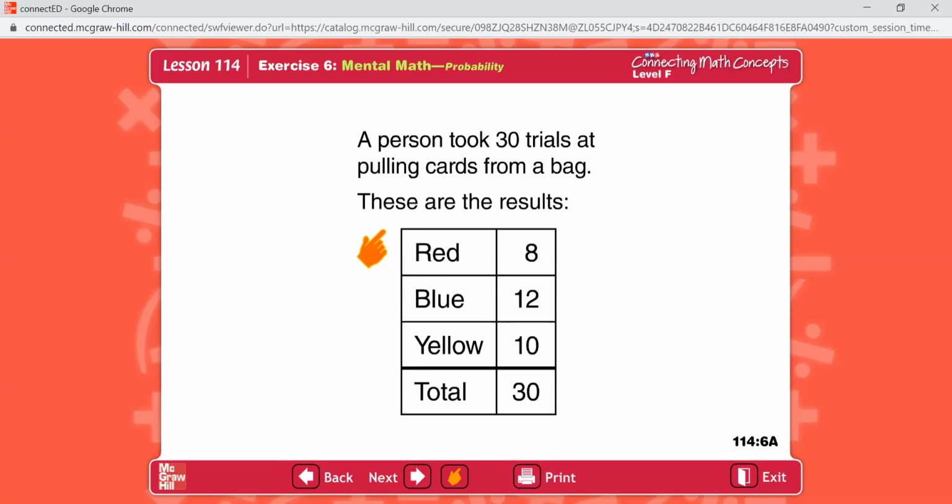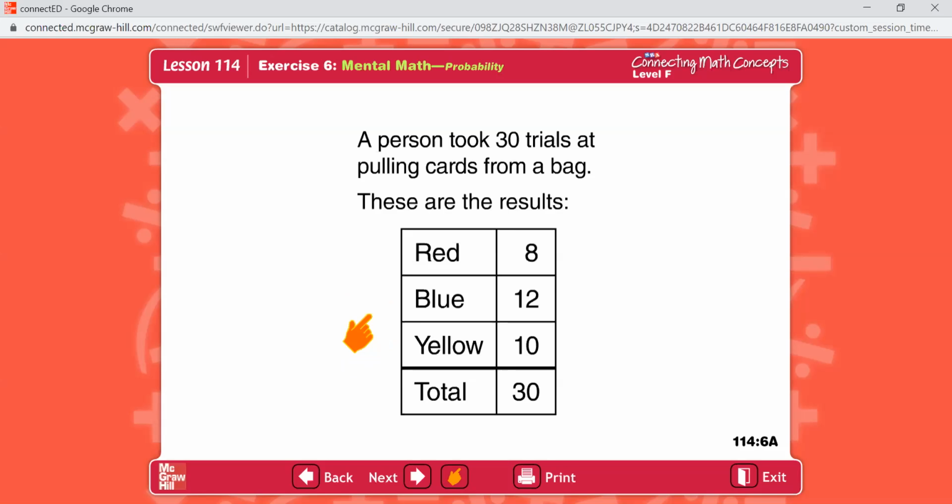How many blue cards would you expect the person to pull out if they took twice as many trials? 12 plus 12, or 12 times 2, you'd expect them to take out 24 blue cards. How many yellow cards would you expect the person to pull out? Right now we're at 10, so twice as many is 10 plus 10, or 10 times 2, 20. You'd expect them to pull out 20 yellow cards.